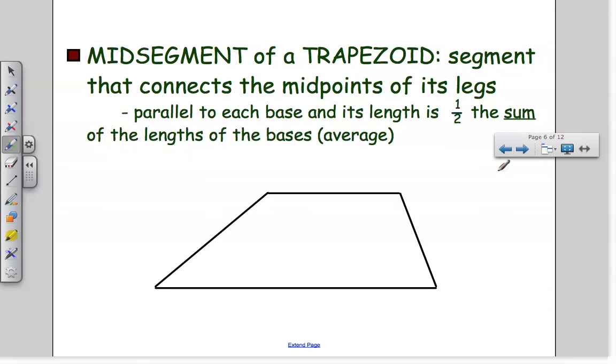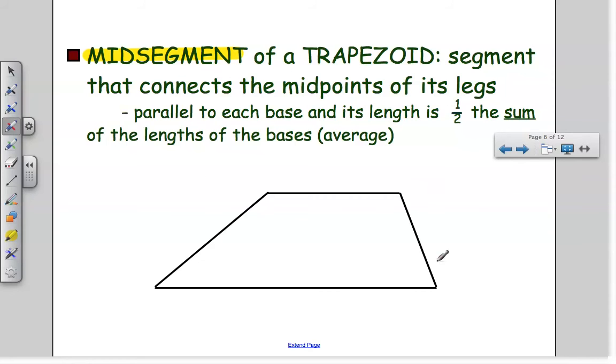Oh, and then we're talking about mid-segments of trapezoids. So this is a cool extra segment we're going to talk about here. A mid-segment of a trapezoid is a segment that connects the midpoints of the legs. Get it? The mid-segment connects the midpoints of the legs. So I need to find the midpoints of the legs.